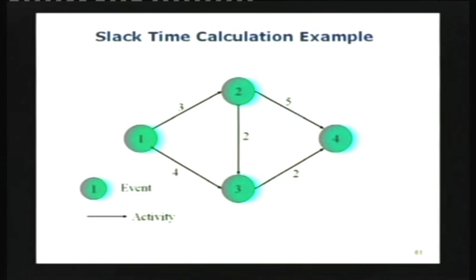How many paths are possible to reach from 1 to 4? How many paths? 3 different paths. Very good. And roughly the lengths of these paths? 8, 7, and 6. Very good. So I know the duration of the project now.